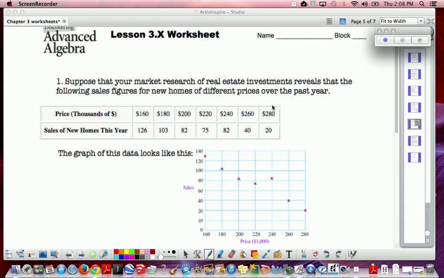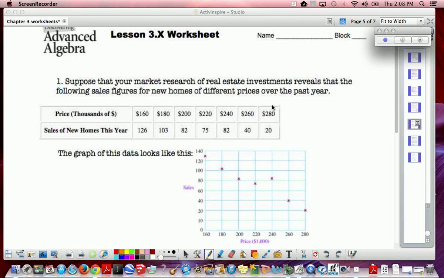Get started with the 3.x worksheet here. On number one, it says, suppose that your market research of real estate investment reveals the following sales figures for new homes of different prices over the past year. So here's the data here.